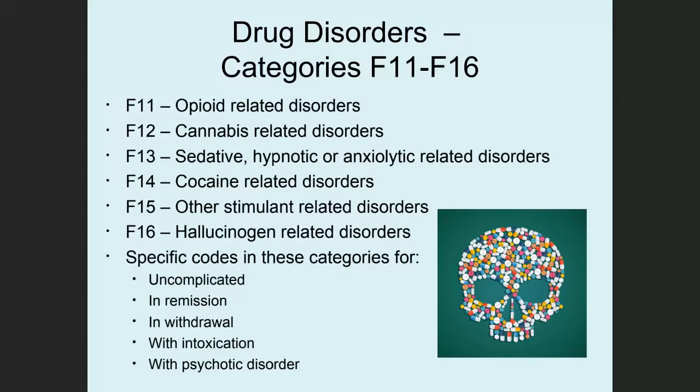Okay, so let's move on to drug use, abuse, and dependence. These codes are in 6 different categories since there's so many drugs that may be involved. So you have F11, opioid-related disorders, F12, cannabis-related disorders, F13, sedative, hypnotic or anxiolytic related disorders, F14, cocaine, F15, other, and F16, hallucinogen. Each code in these categories has digits for uncomplicated, in remission, in withdrawal, with intoxication, and with psychotic disorders.